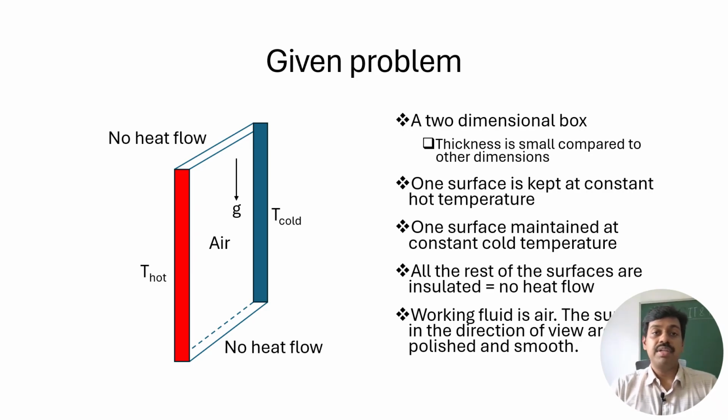A two-dimensional box or a cavity is shown in the figure. The thickness of the box is small compared to the other dimensions, thus making it two-dimensional. One surface, that is the left surface, is maintained at constant hot temperature and the other, right surface, at constant cold temperature. Now, there is no heat flow either from inside to outside of the cavity or vice versa across all other surfaces. Please note the term G, which is a gravity term that plays a significant role in natural convection. So what is natural convection, or why is it called so?